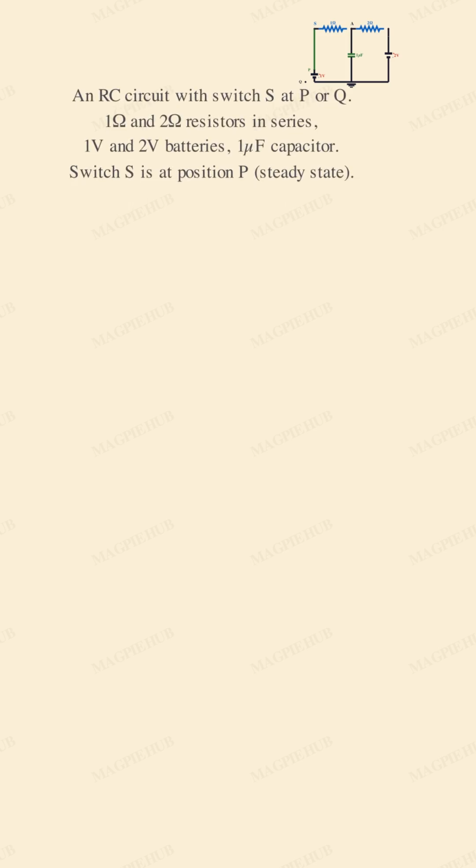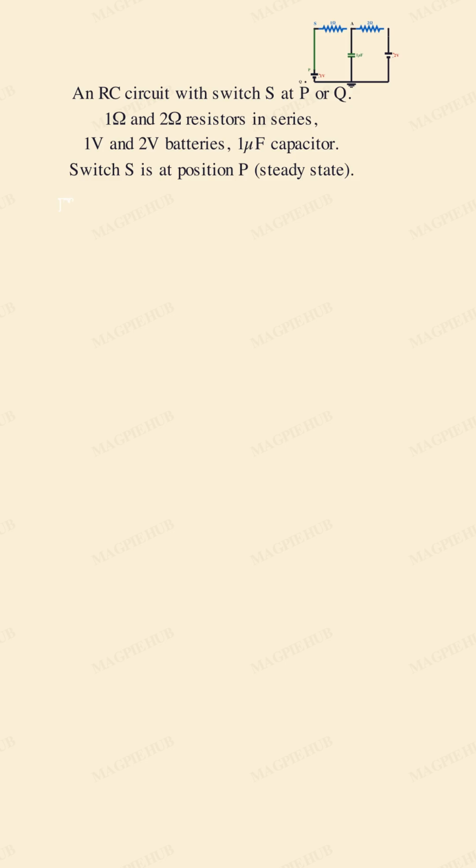The question asks, in the given RC circuit, when switch S is at position P and the circuit has reached steady state, find the magnitude of charge Q1 on the capacitor, in microcoulombs.